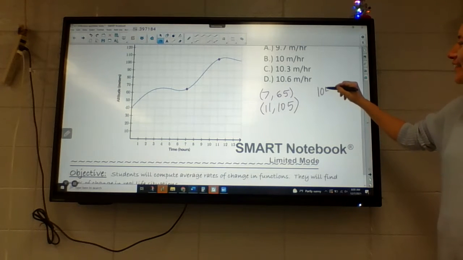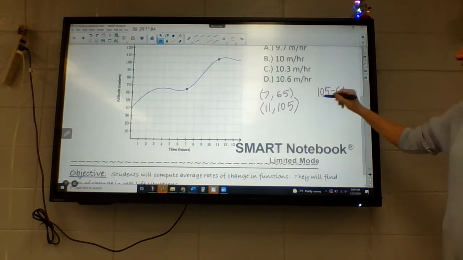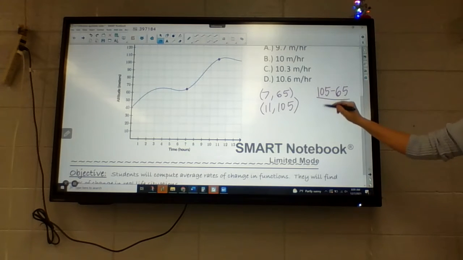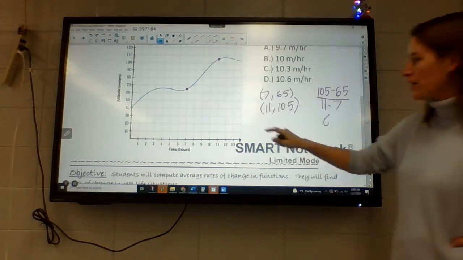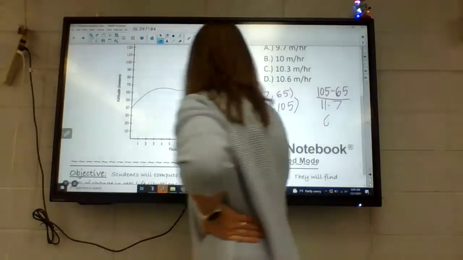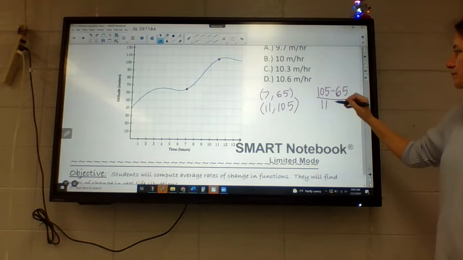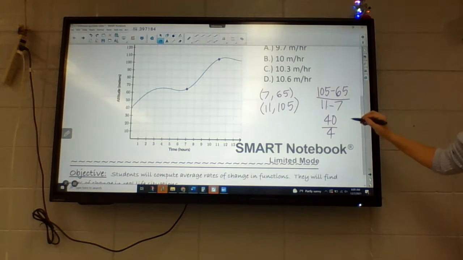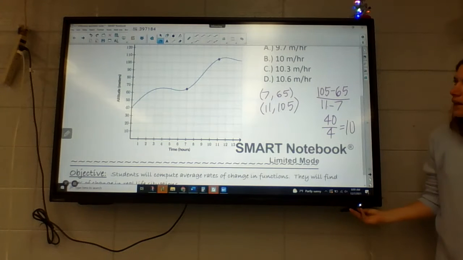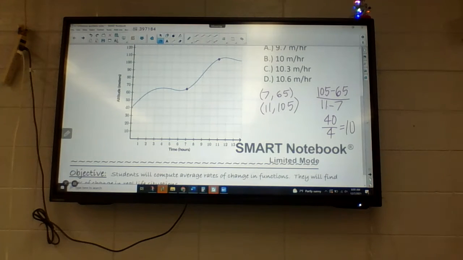So 105 minus 65, the rise over the run. So we end up with 40 over 4. And so that means she's going up 10 meters per hour.